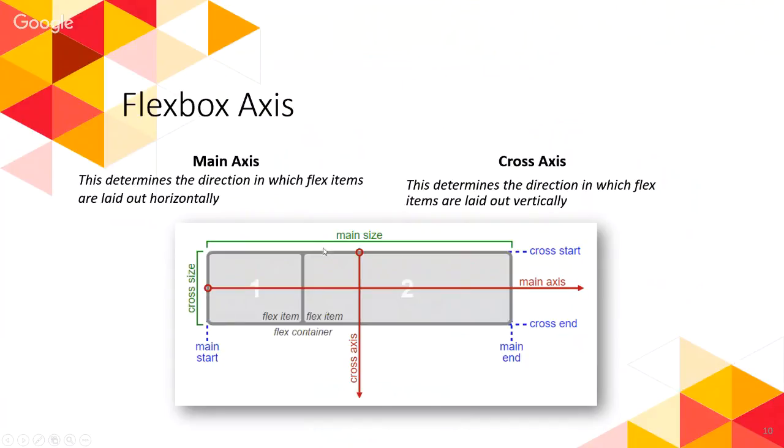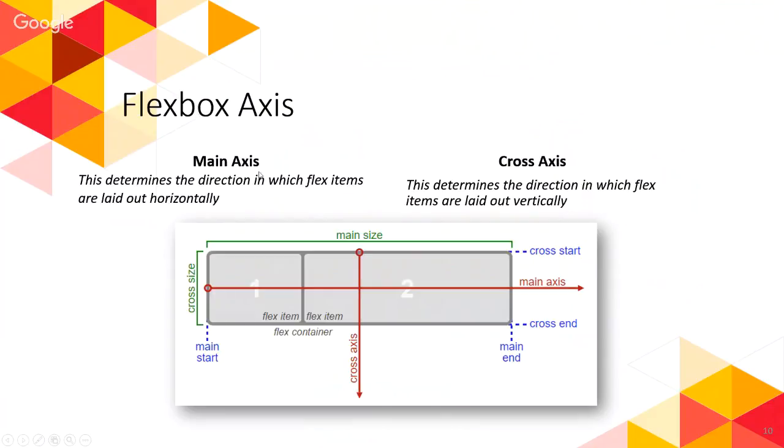So the cross axis starts all the way from here and goes up to here, the cross end, then the cross start. This is the flex container, the dark gray, and the vertical positioning of the flex items is controlled via the cross axis. The horizontal one is on the main axis. That's the default way it is in Flexbox.